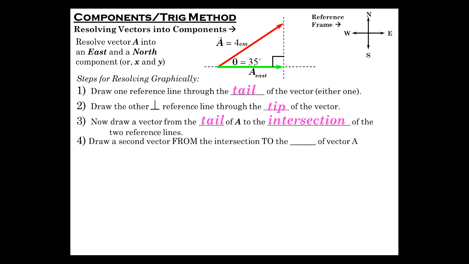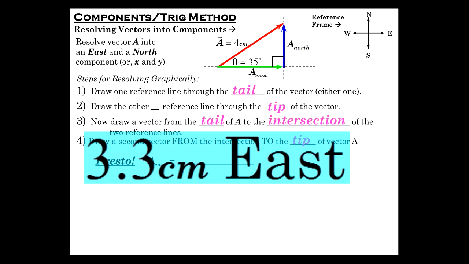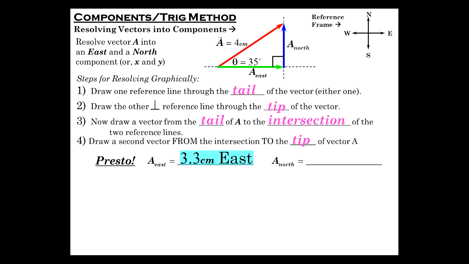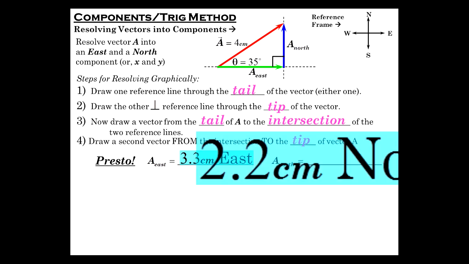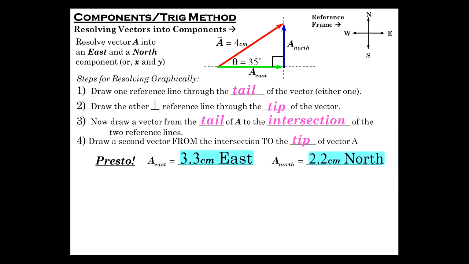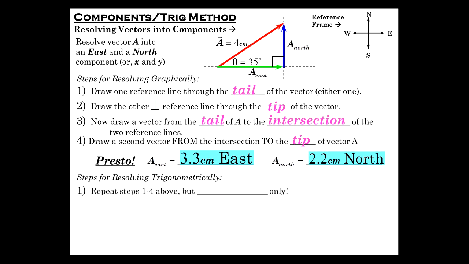It possesses eastness. Now draw a second vector, actually a component, from the intersection to the tip of A. Just like that. And there it is. And we can measure how much the eastern component is. And we get 3.3 centimeters east. The northern part, the north vector, 2.2 centimeters north. So there they are.